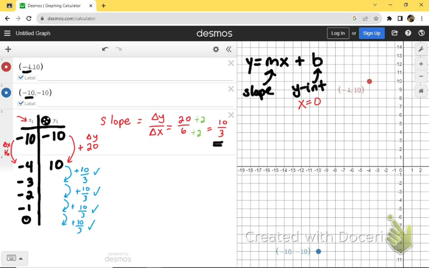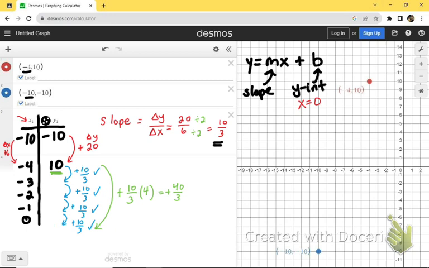Okay? So instead, I'm going to just find the total that we're adding. From 10, we are going to add 10 over 3 four times. So we're going to take 10/3 and multiply it by 4. That's going to give us 40 over 3. So that means in total, we are adding 40 over 3 to 10 until we get to 0.